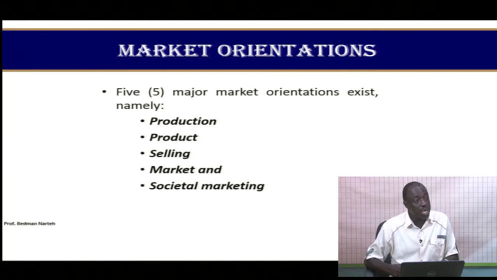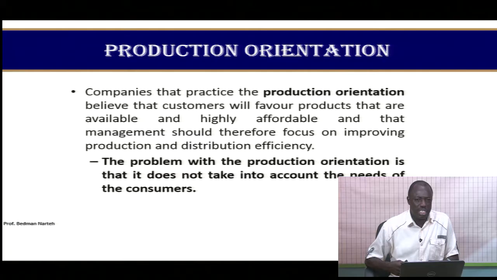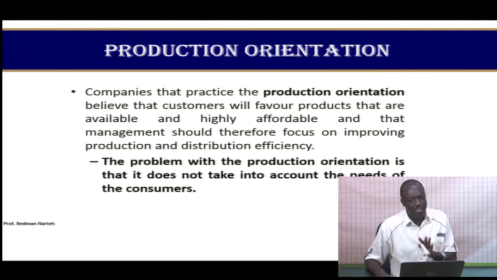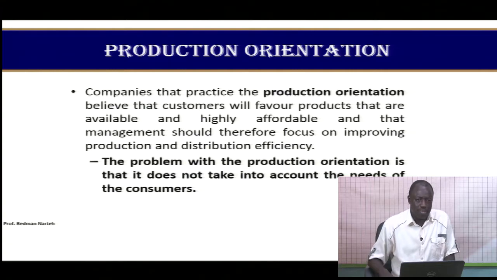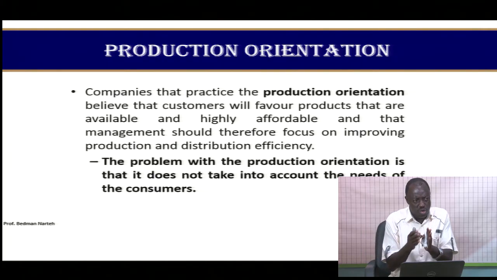We have those companies that are operating with a production philosophy. For them, when they are operating with the production orientation, their orientation is that the customers will prefer goods that are available, goods that are cheap, and goods that are everywhere. Now, what they then do is that they focus their attention on producing goods, cutting down the cost by looking at the production processes, and making sure that the goods are widely distributed. Now, the problem with the production orientation is that it does not take into account the needs of the consumers.